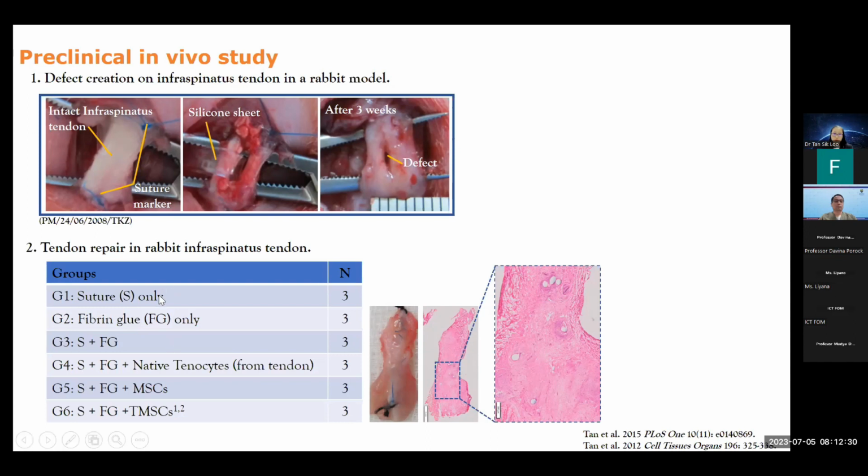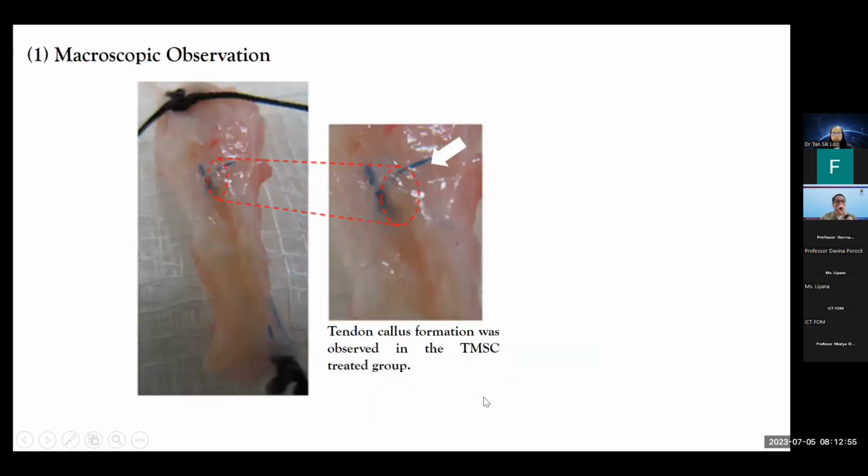So we have the group repaired with the suture, and suture plus the fibrin glue, because the fibrin glue is used in the cell treated groups. So in the cell groups, the repair is done with sutures with fibrin glue, with either tendon cells or MSC treated with GDF5.